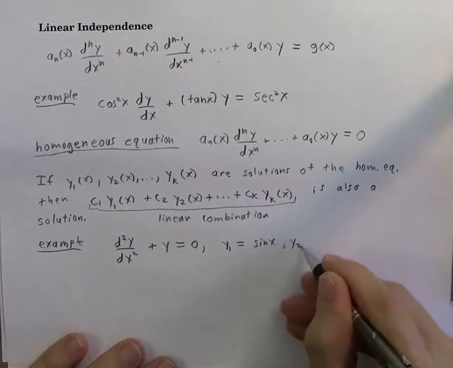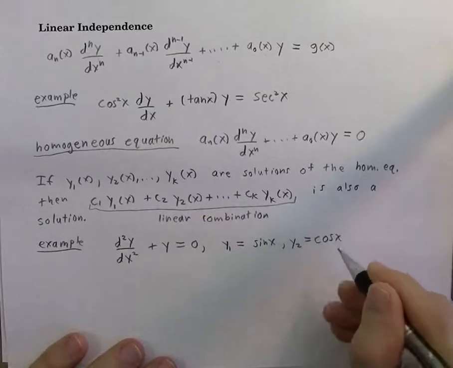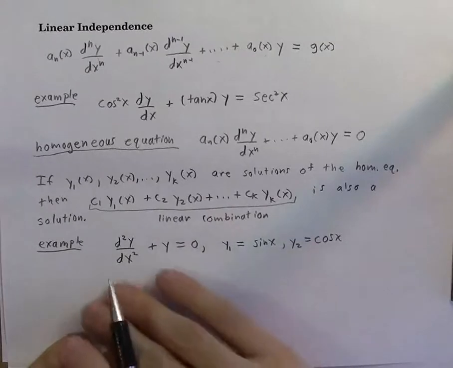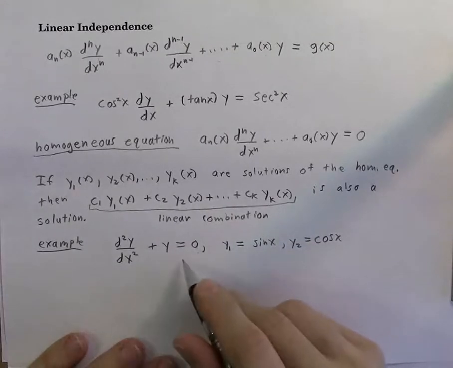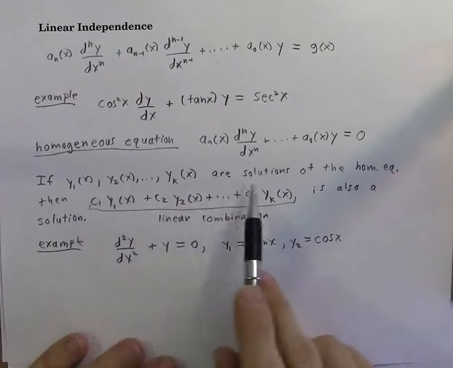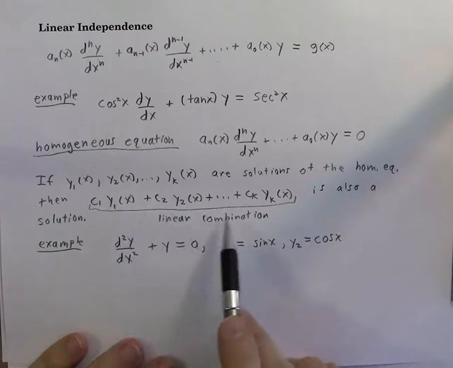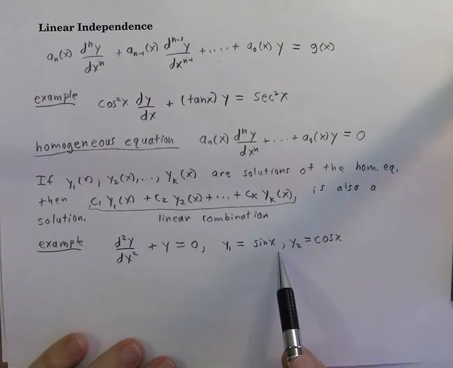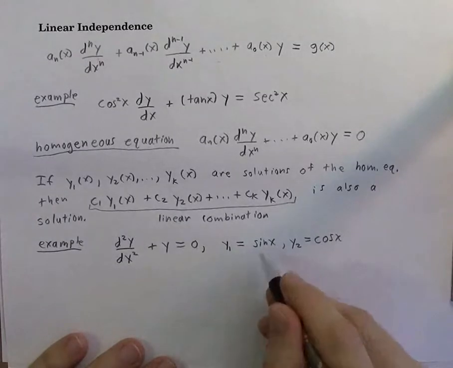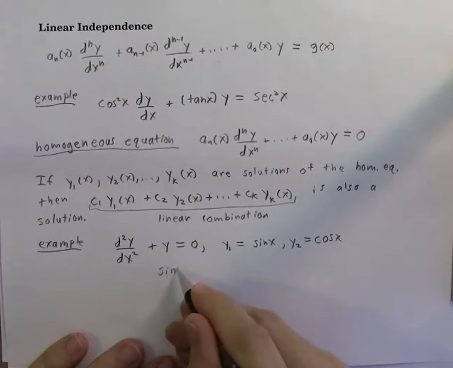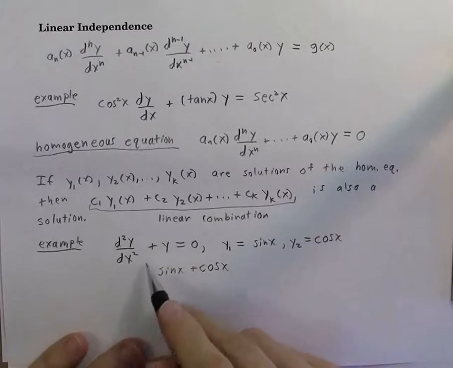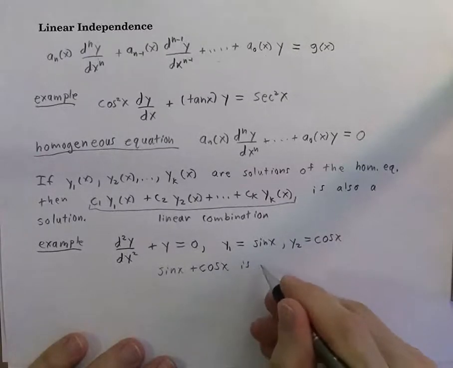Another solution is very similar. That's y2 equals cosine of x. So these are both solutions for the linear homogeneous equation that we have here. And so by this result up here, if we take any linear combination of these two solutions, then we'll get yet another solution. So let's just add the two together. Sine of x plus cosine of x. And that would be a solution for the equation.